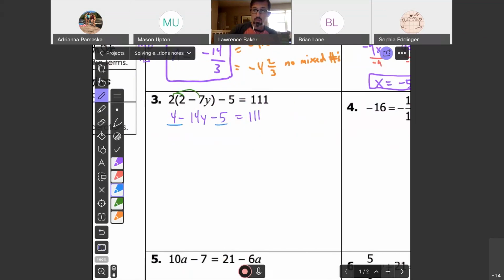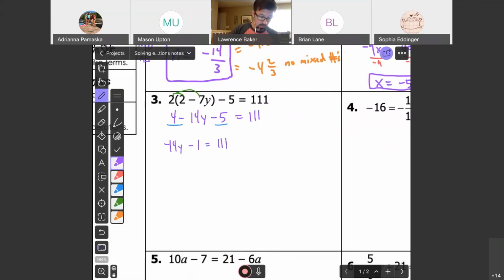So here we have a choice, right? How do I want to write the problem? So I know I need to combine those two, but I might as well take the negative 14y and push it to the front since I have a choice, right? And then 4 minus 5 being negative 1, and put that second. So I prefer to have the variable in the front. Mathematically, the numbers don't care where they are. But if it makes it easier for you to solve it, then write it that way.